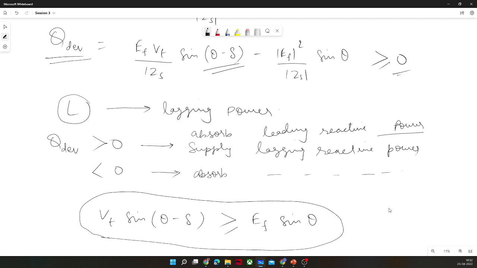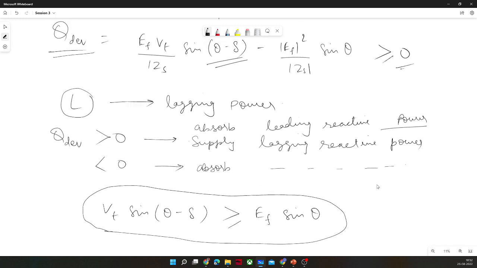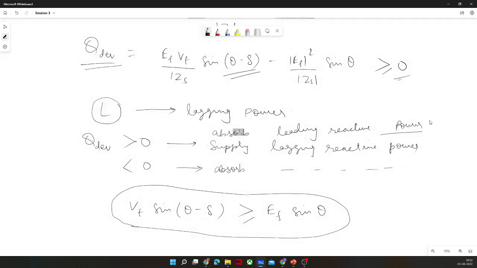You cannot directly say that from higher delta to lower delta, it would be supplying lagging or leading reactive power. So are you able to get this concept? Yes, sir. Now clear, sir. Yeah, thanks a lot. So any doubt in this topic? I guess I have covered almost everything.